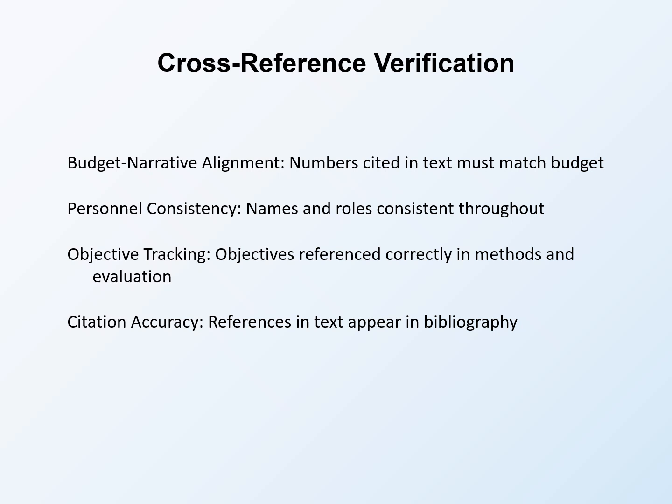Citation accuracy confirms that references cited in your text actually appear in your bibliography or works cited. Every citation in parentheses or footnotes should have a corresponding entry in your reference list. Conversely, your reference list should not include sources not cited in the text unless the funder requests a broader bibliography.